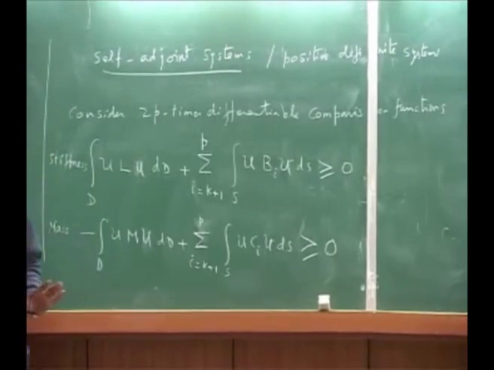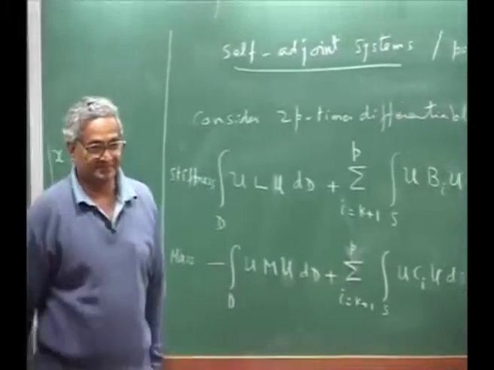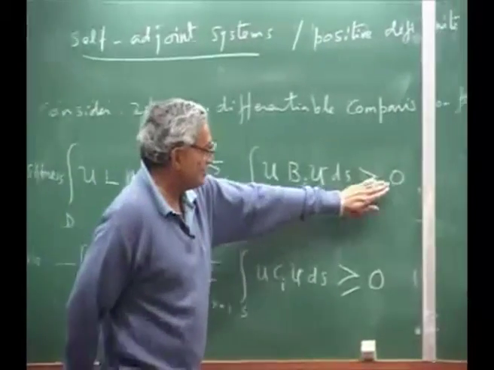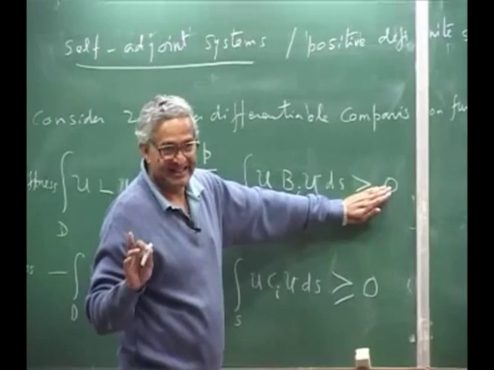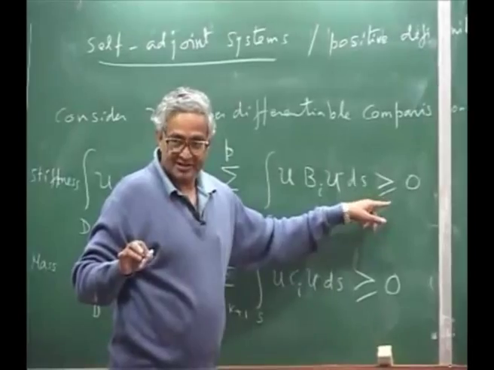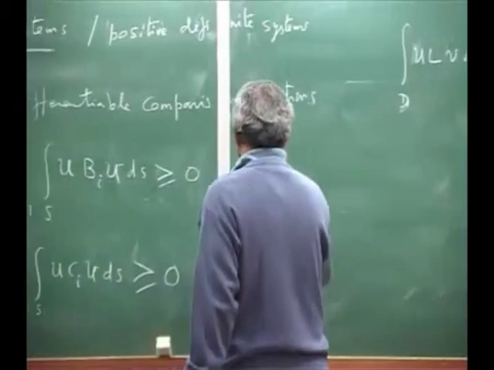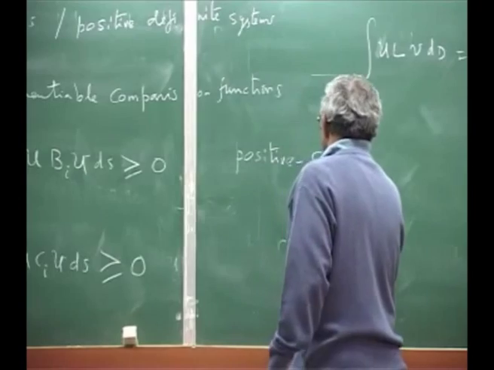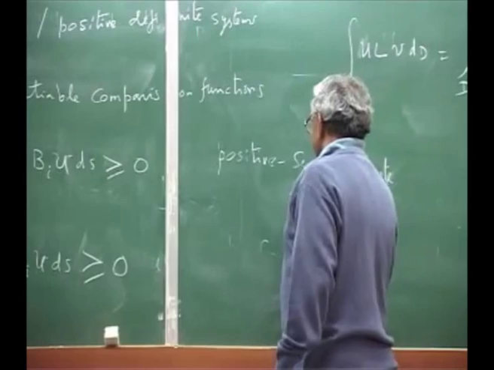You follow? On the other hand, if for some nonzero u it is equal to 0, so greater than 0 is positive definite. Why did I put equality here also? Greater than or equal to 0 means a positive semi-definite system.